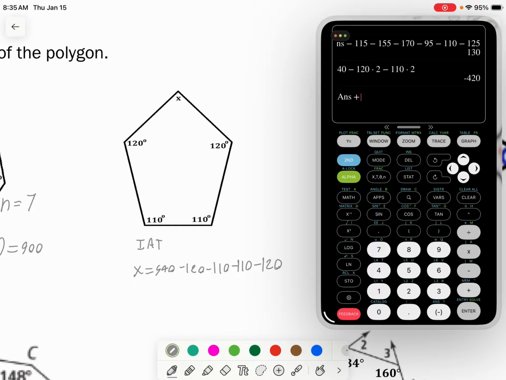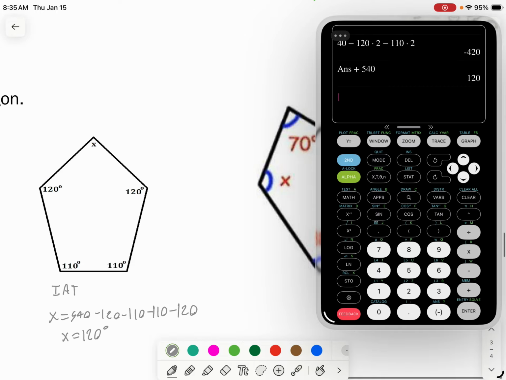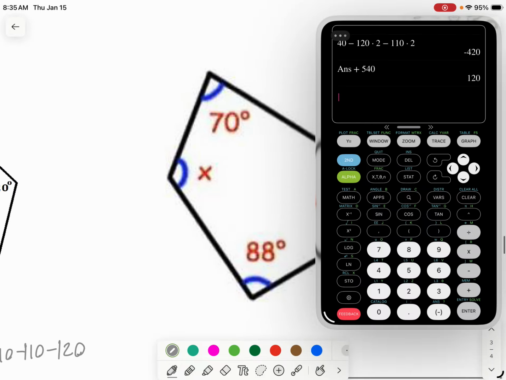And plus 540, because I didn't do the 540 at the end. So the top one is 120. X is equal to 120 degrees. All right, that's looking great. What about this problem? Hey, look at that.